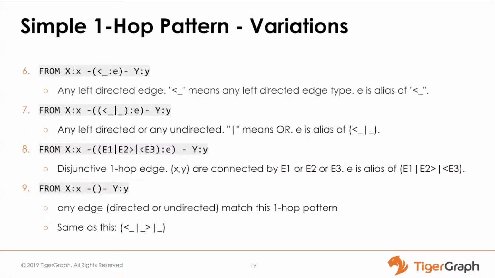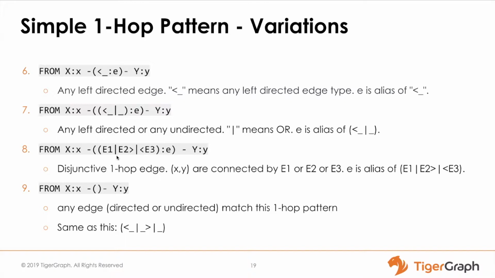And there are more patterns. This is the leftward one-hop pattern for the leftward edge type. And then you can also use disjunction in the edge type position. So here I combine the leftward edge type and the undirected edge type. It means X could either be the target of any leftward edge type, or it could be one endpoint of an undirected edge.